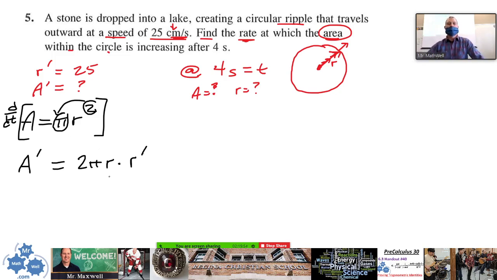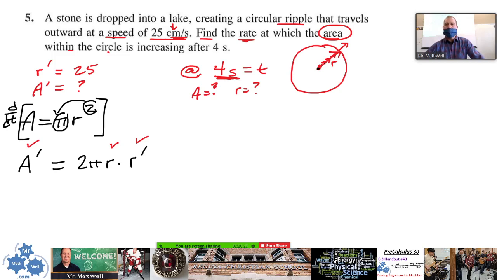Now let's take a look. I'm trying to find A prime, that's taken care of. r prime I'm given. I need r at 4 seconds. This is where you use logical thinking, and you know that this is a circle. So at 0 seconds we have 0 radius.